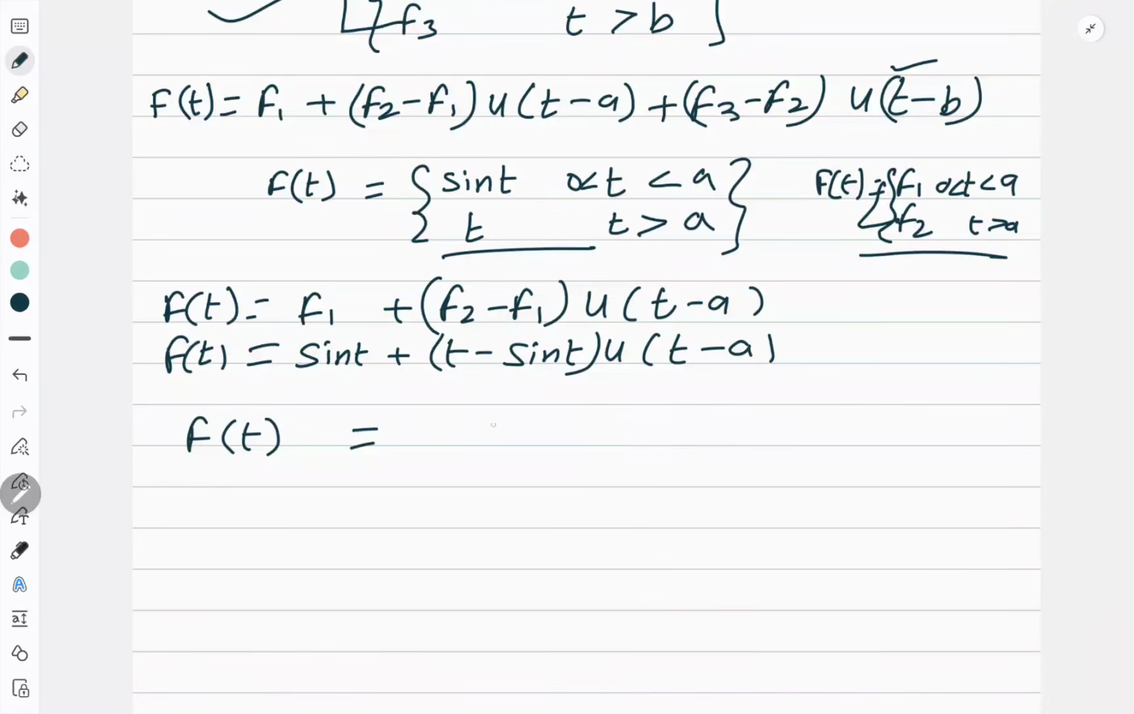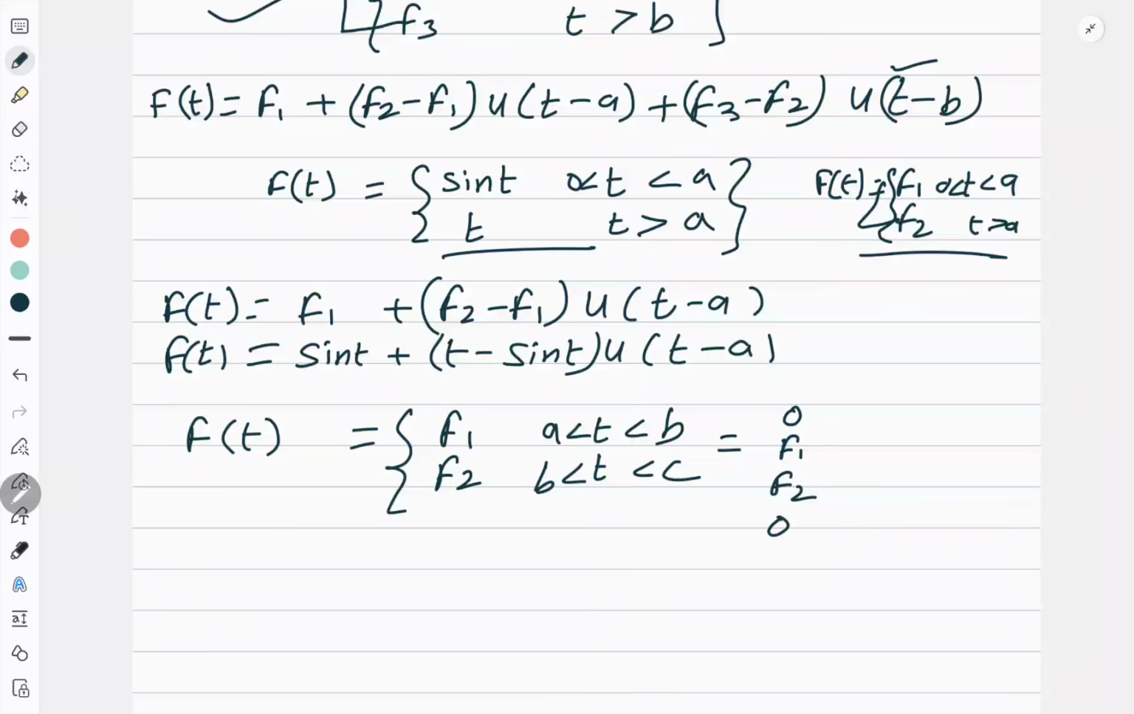F of t is equal to f1, f2, where t is from a to b and t is from b to c. Now in this case it is not starting with 0, it is not ending at infinity also. So I need to change it. How will I change it? I'll redefine the function as 0, f1, f2 and 0.